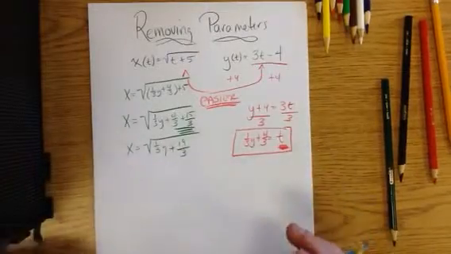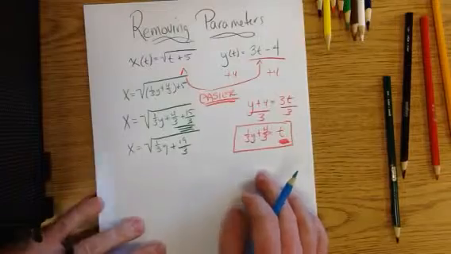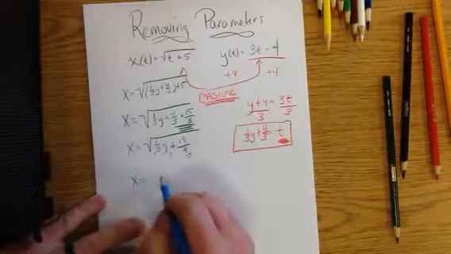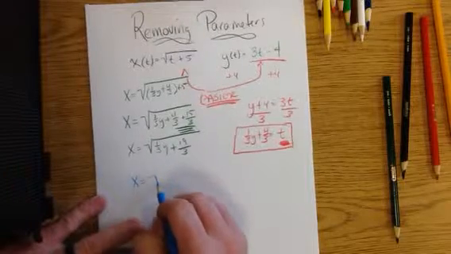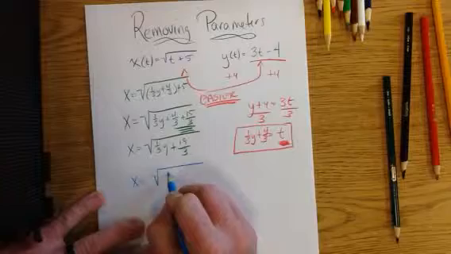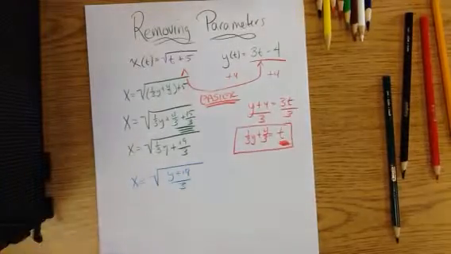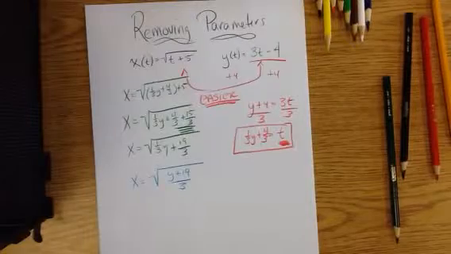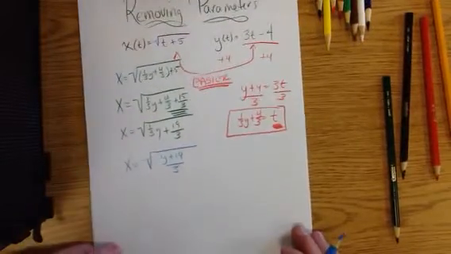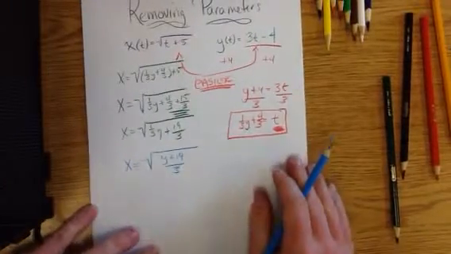First thing we're going to try is to pull this apart just a little bit, to make it a little easier to look at. We have x equals the square root of y plus 19 over 3. Now that's what x equals.